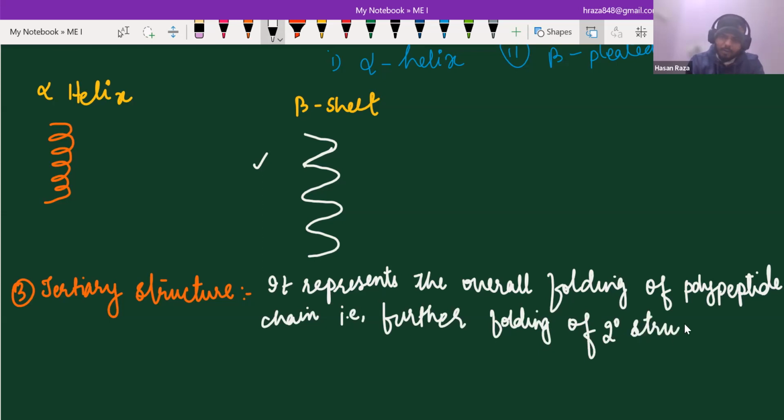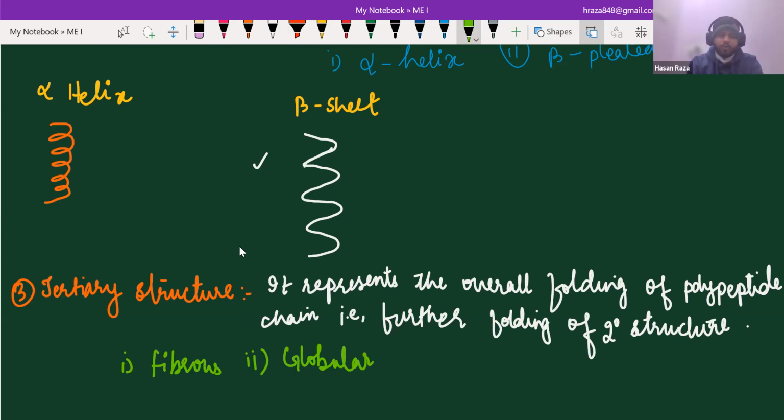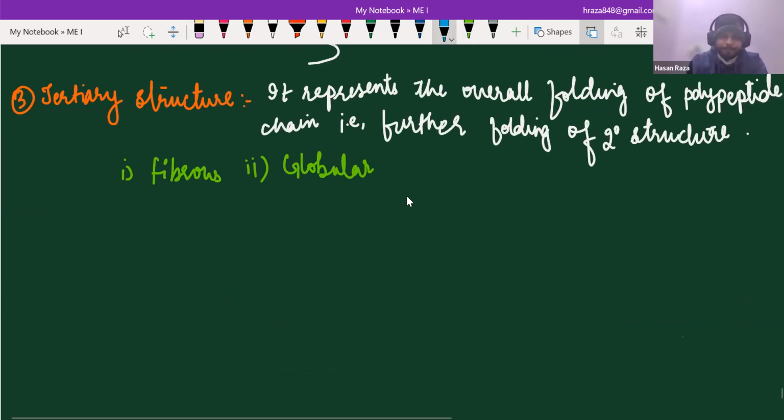We are going to talk about fibrous and globular. Fibrous, and the second is globular. So I'm going to show you how tertiary is. Tertiary is basically further folding of the secondary, and if you are going to further fold it, the structure will look like this. It will be like this is the tertiary.